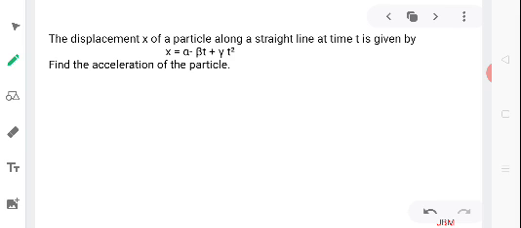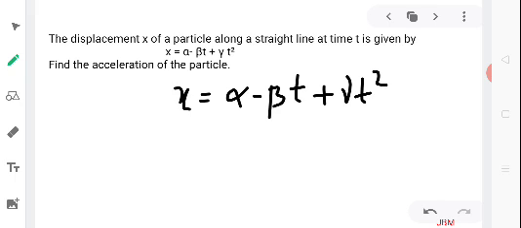The displacement x of a particle along a straight line at time t is given by x equal to alpha minus beta t plus gamma t square. Find the acceleration of the particle. So we can write down the expression for x: x is equal to alpha minus beta t plus gamma t square.